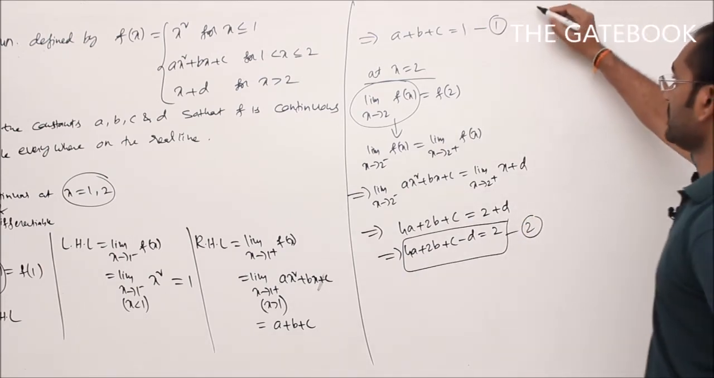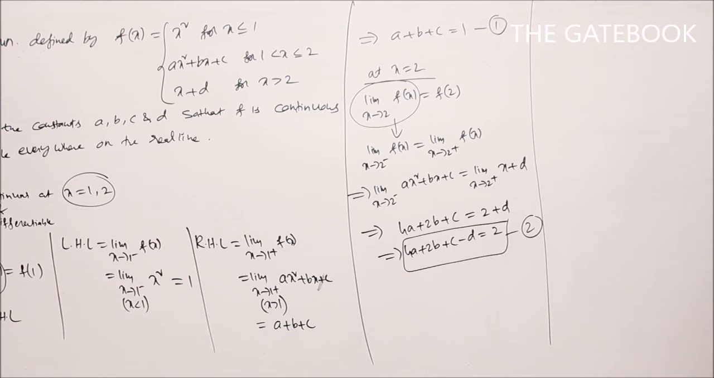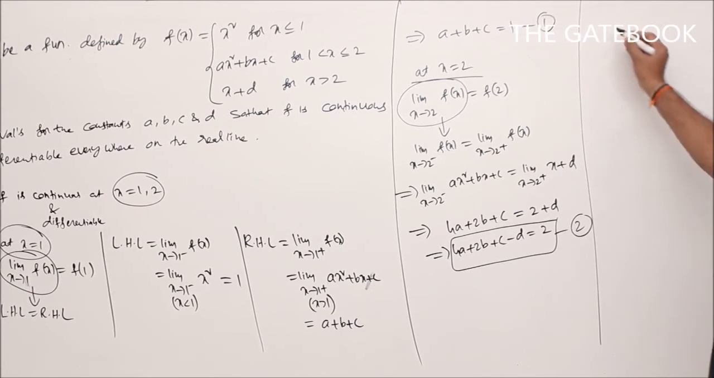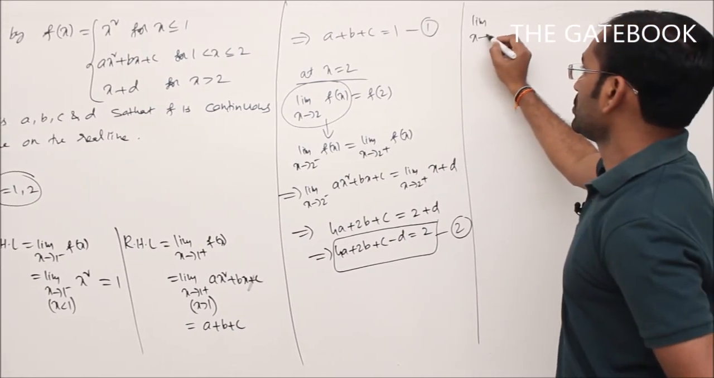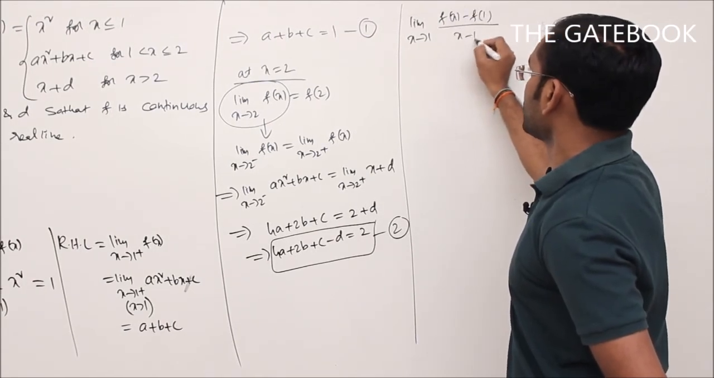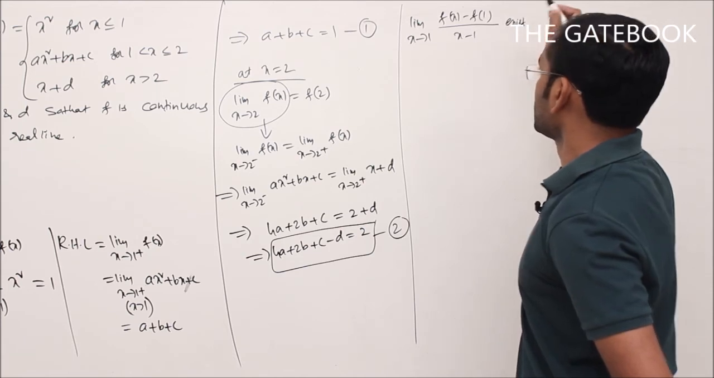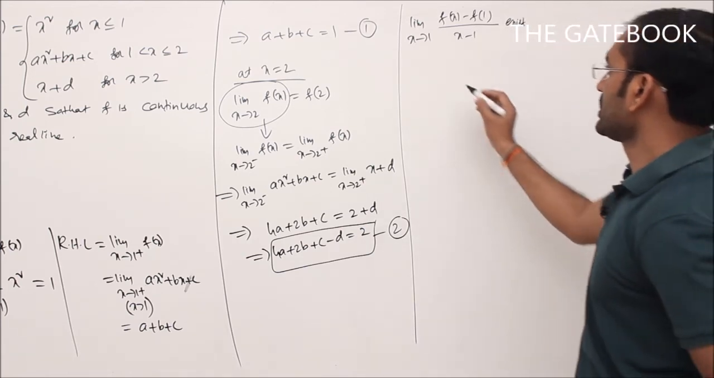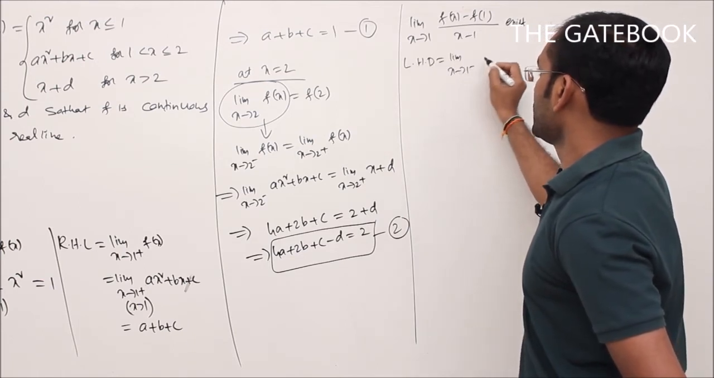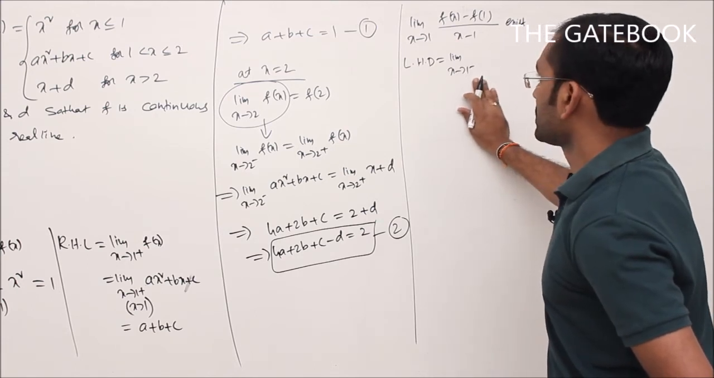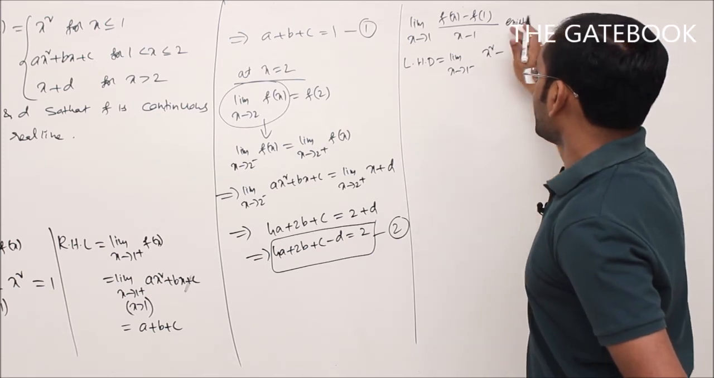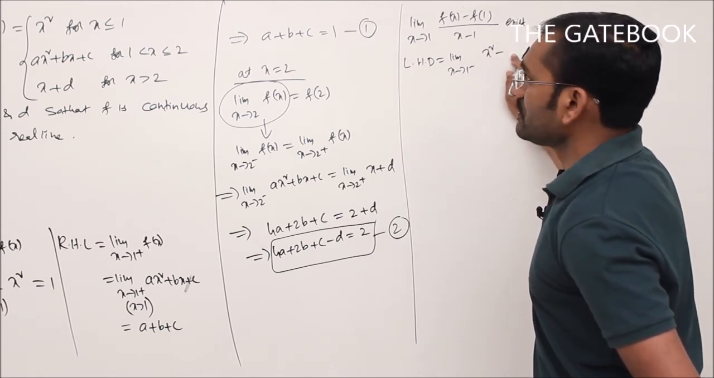Now applying differentiability definition. Now given that function f of x is differentiable at x is equal to 1. What is differentiability? Limit x tends to 1, f of x minus f of 1 by x minus 1 value should exist. When that limit value exists, means again here left hand derivative. Left hand derivative is limit x tends to 1 minus. So when x less than 1, the corresponding function is x square, minus f of 1. f of 1 is 1.